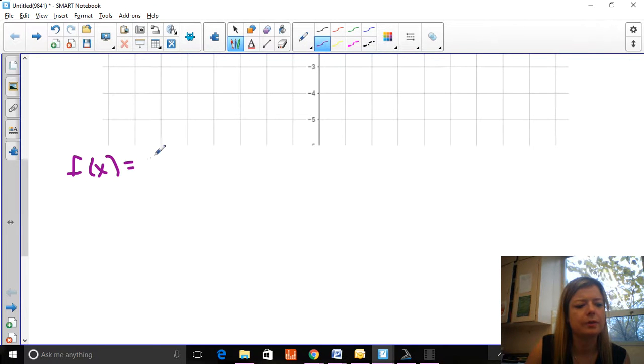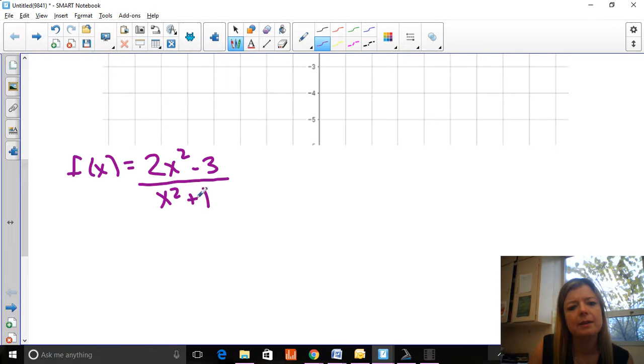f of x equals (2x squared minus 3) divided by x squared plus 1. Okay, so can anything be factored? That's what you want to ask yourself first. Well, there's no common factor at the top. It's not a difference of squares. There's no common factor on the bottom, not a difference of squares, so there's nothing I can do.